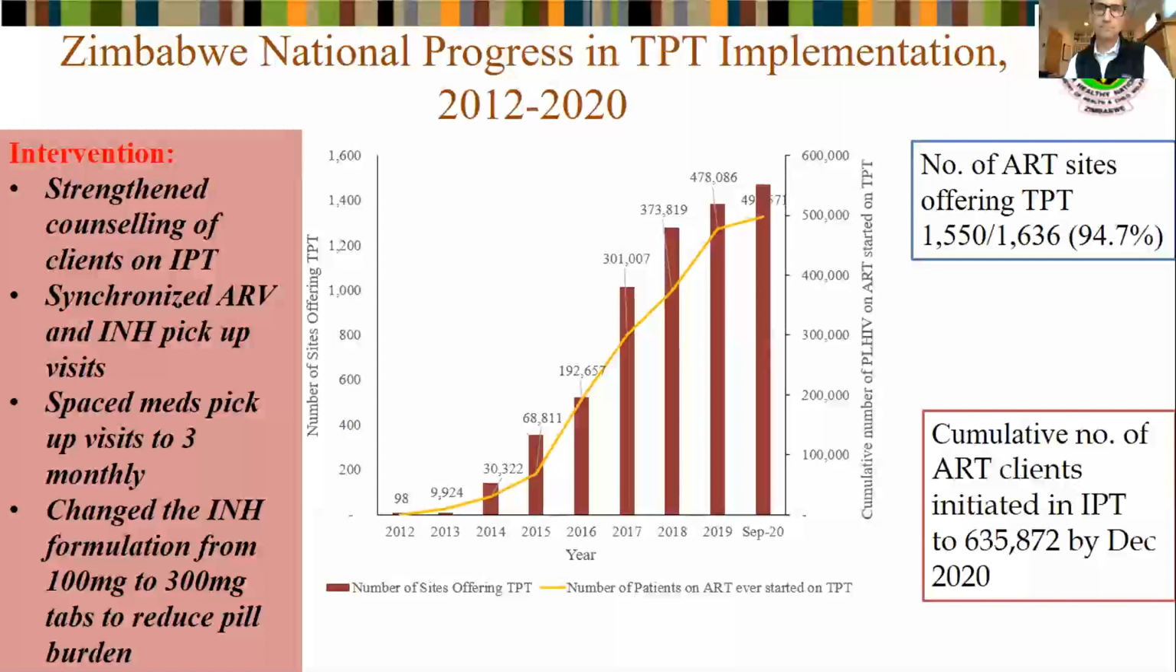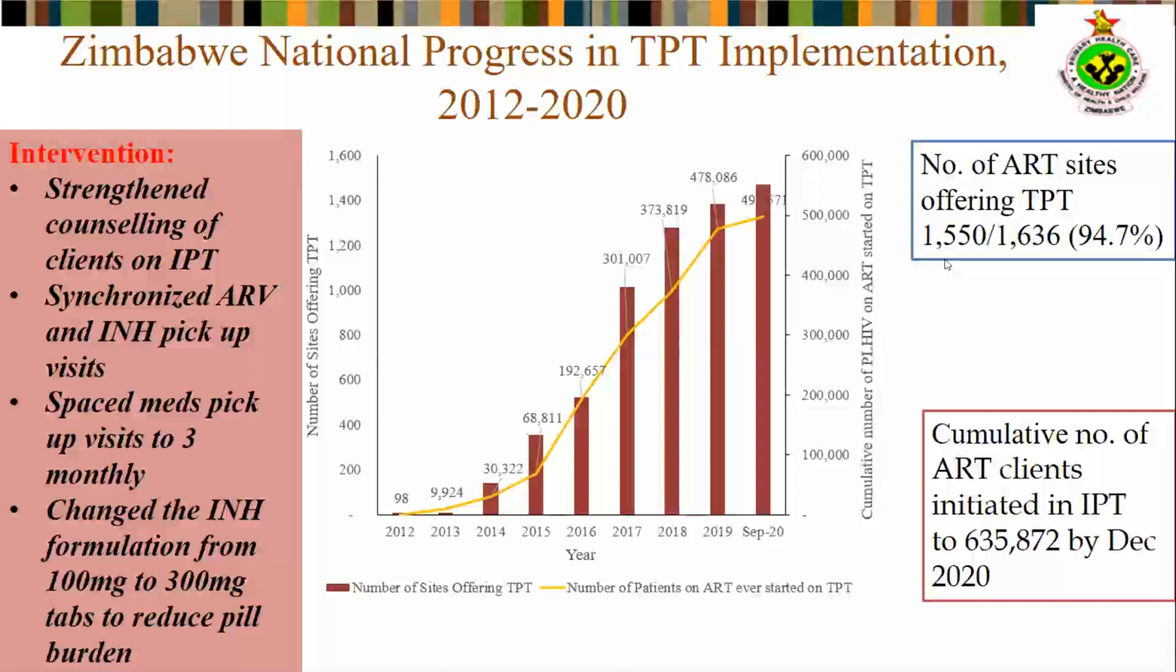So we started off with a pilot in 7 districts in 2012, and over the years up to date, we have increased the number of facilities which are implementing and reporting on TPT, and currently we have about 95% of our health facilities implementing TB HIV collaborative activities and enrolling patients on various TPT regimens. And to date, we have 635,000 patients who have been enrolled or initiated on TPT since the program started.